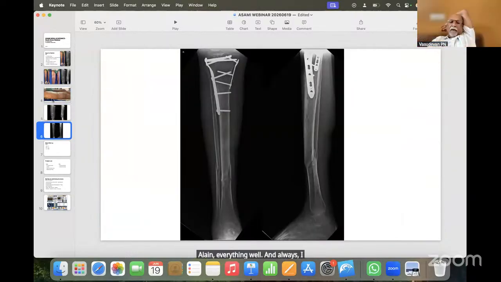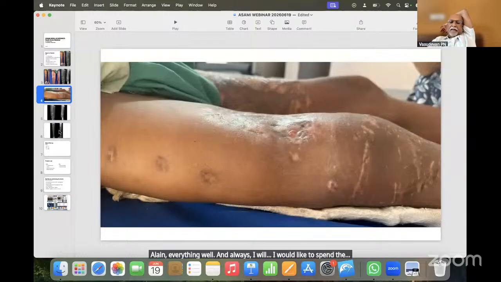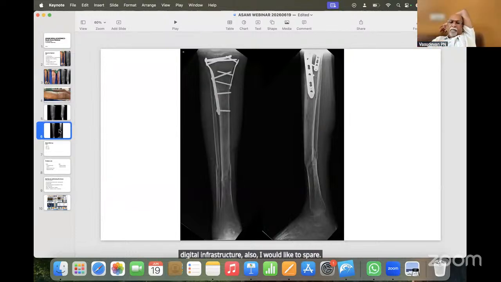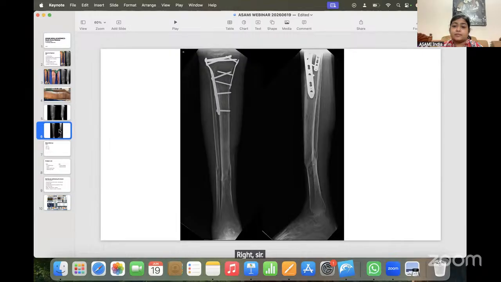And always, I would like to span the distal tibial fracture also. Okay, sir. Distal tibial fracture also I would like to span. Right, sir. Because I want this patient to walk.